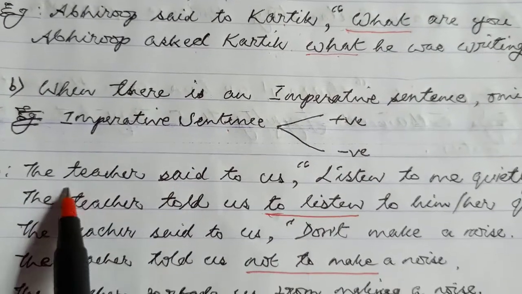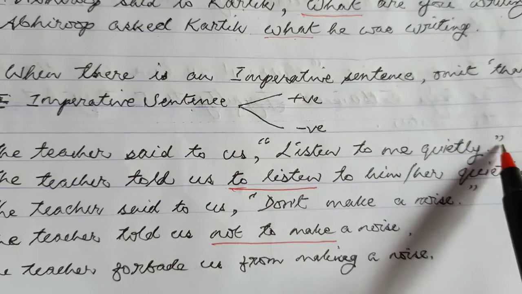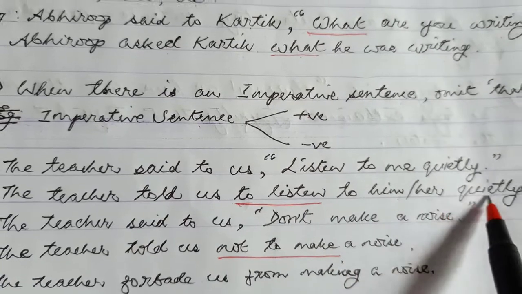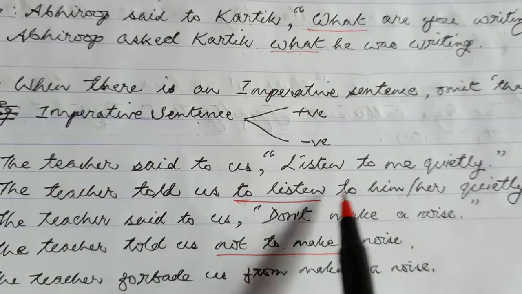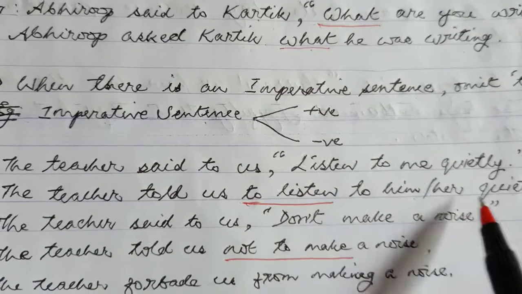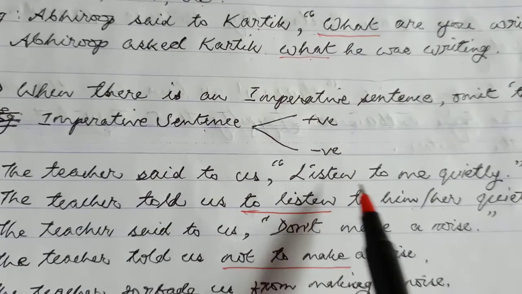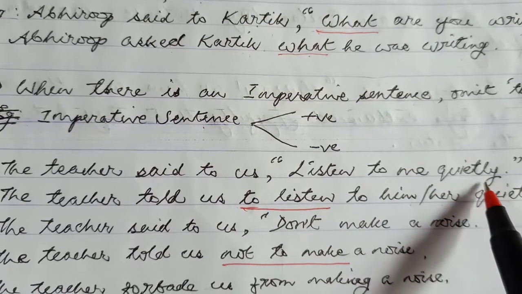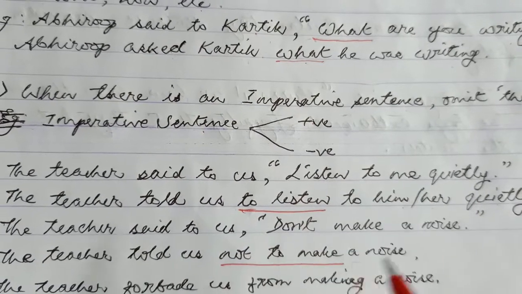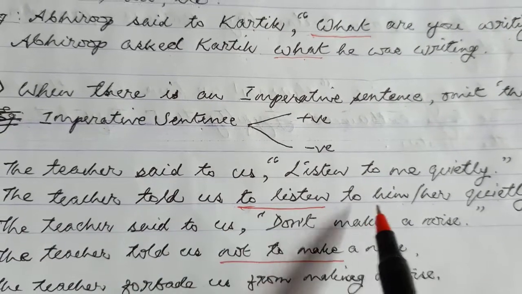Okay, the teacher said to us, comma, double quote opens, listen to me quietly, full stop, quotation close. Now how will this change? The teacher told us to listen to him or her quietly, because the teacher here is a common noun. So teacher can be he, can be she. So we have taken any one of these two. The teacher told us to listen to him or her quietly. This is a positive imperative sentence because we have no use of not. Listen to me quietly, right? It's a positive imperative sentence. He's advising us, suggesting to us, at the same time telling us that we should listen to the teacher, right? So the teacher told us to listen to him or her quietly.